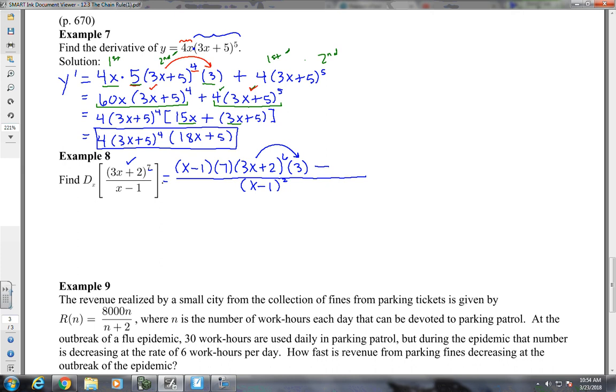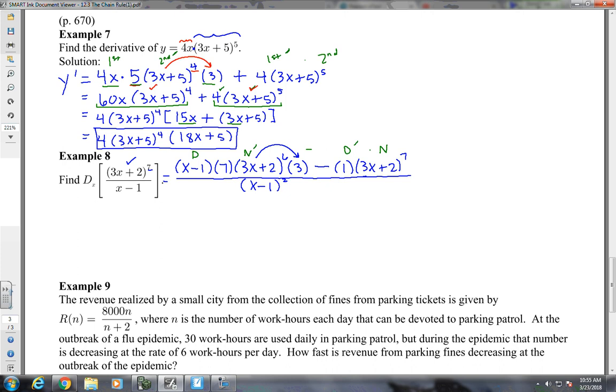Also remember, in the quotient rule, there's a minus between the two terms, whereas it was a plus in the product rule. So let's see where we are. We have the denominator times the derivative of the numerator. Next, we need the derivative of the denominator times the numerator. Well, that one's easy. The derivative of x minus 1 is just 1. Then we multiply by the original numerator. And the quotient rule is complete.